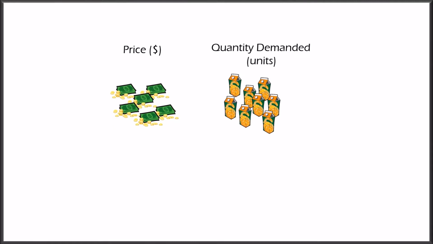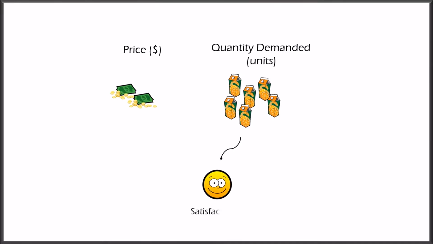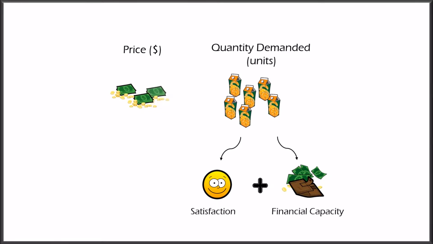Let's take orange juice as an example and assume that the price is $2 per unit. At this price, I may want to buy 6 units of it per week. Quantity demanded depends on the satisfaction I receive from a product, as well as on my financial capacity to buy it. Ceteris paribus, if the price increases to $3 per unit, for example, I will likely want to buy less orange juice than before. I might do this because it is now too expensive for me to continue buying 6 units per week, or simply because I don't like orange juice enough to buy 6 units at $3 each.